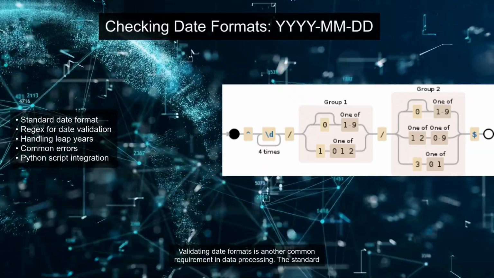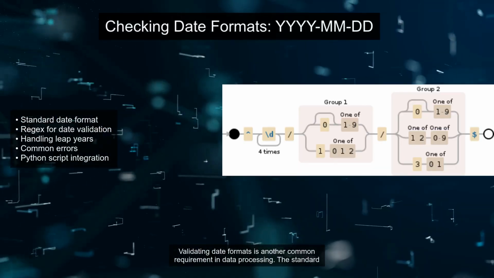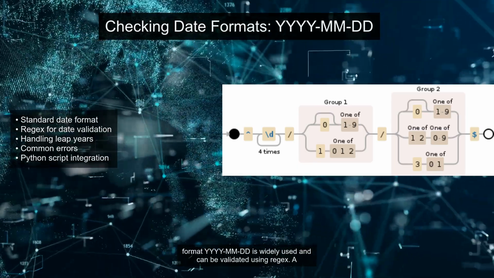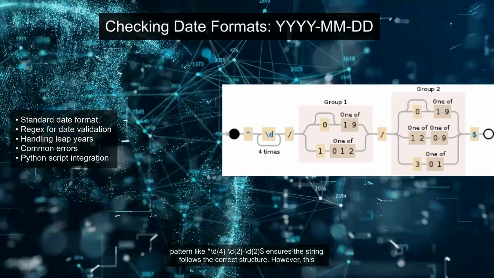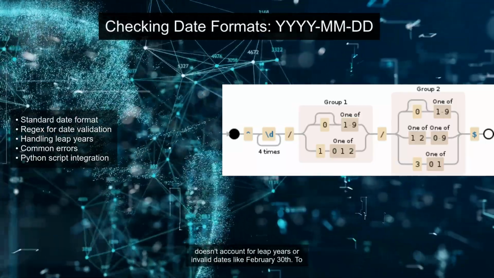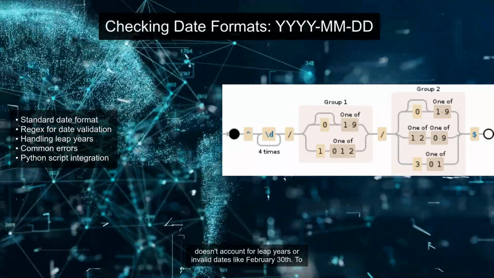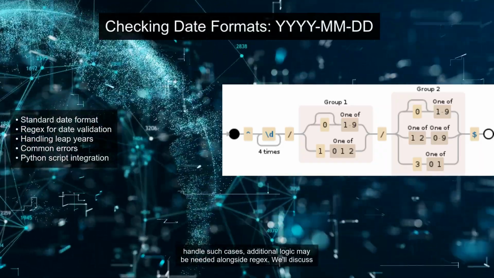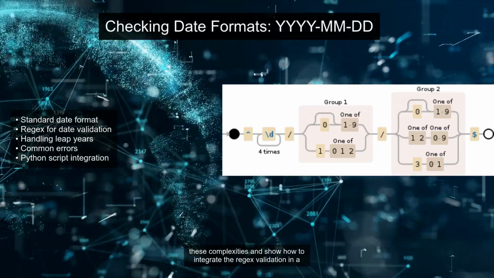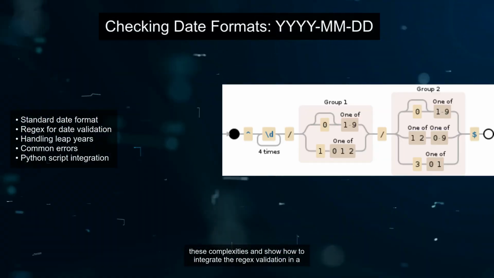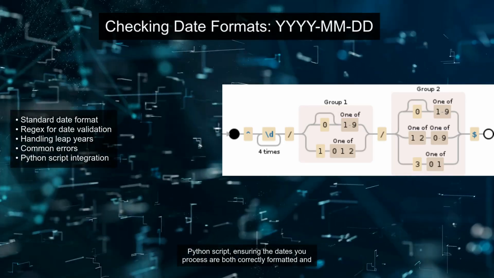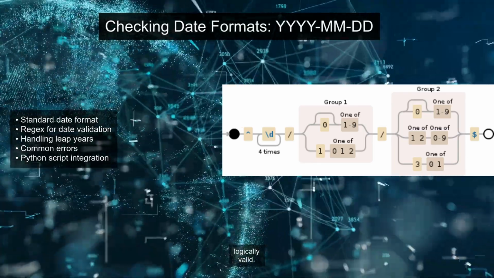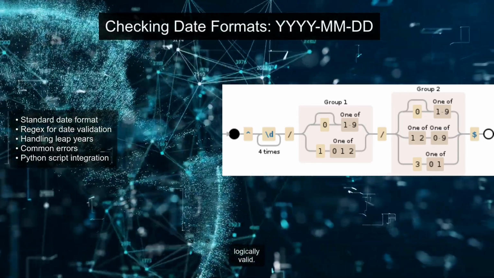Validating date formats is another common requirement in data processing. The standard format YYYY-MM-DD is widely used and can be validated using regex. A pattern like ^\d{4}-\d{2}-\d{2}$ ensures the string follows the correct structure. However, this doesn't account for leap years or invalid dates like February 30th. To handle such cases, additional logic may be needed alongside regex. We'll discuss these complexities and show how to integrate the regex validation in a Python script, ensuring the dates you process are both correctly formatted and logically valid.